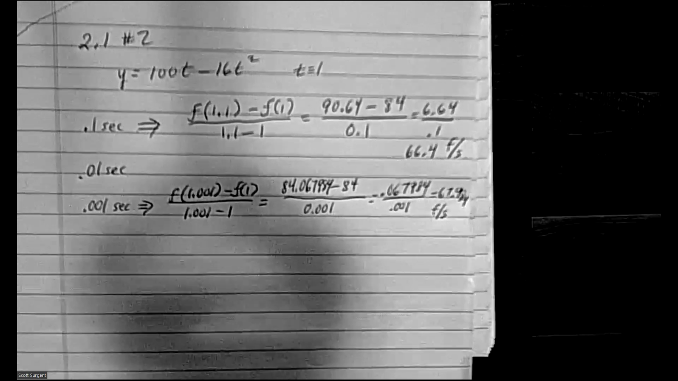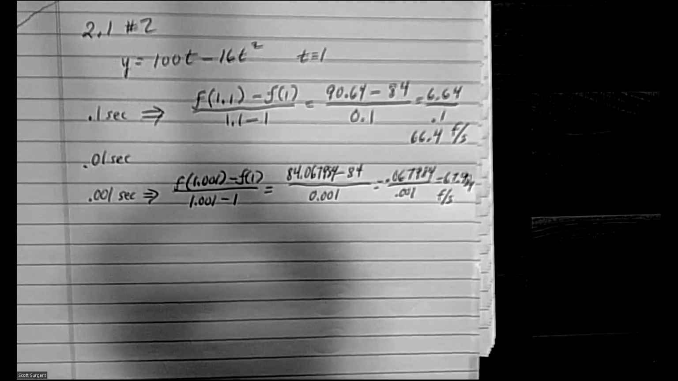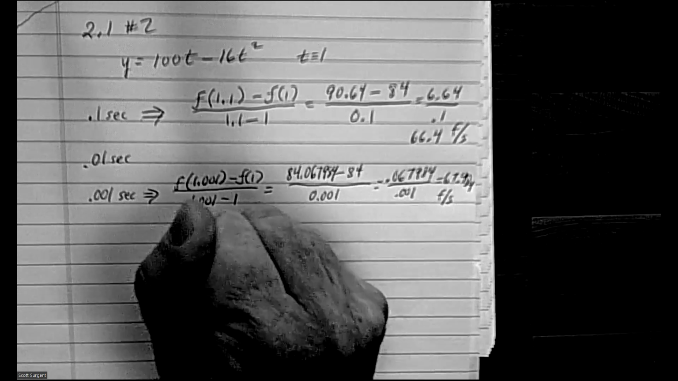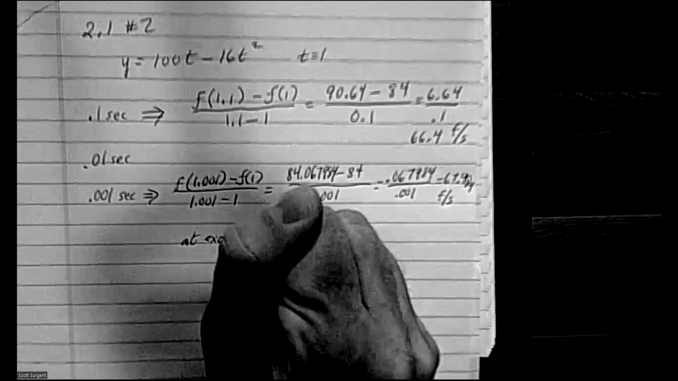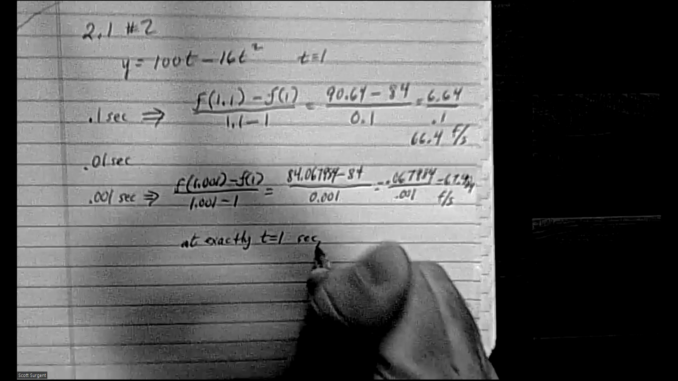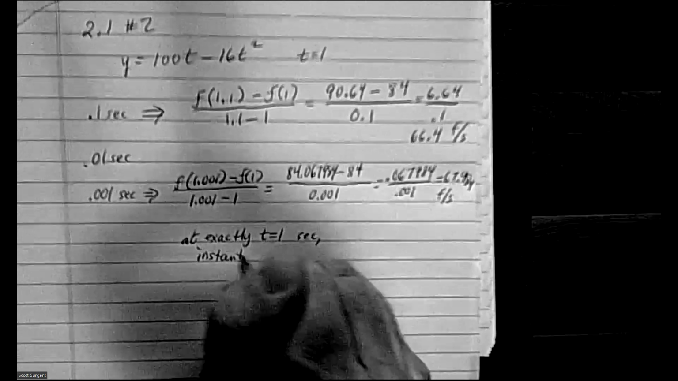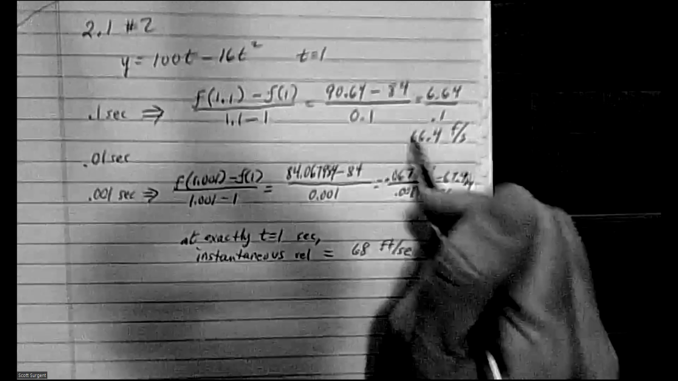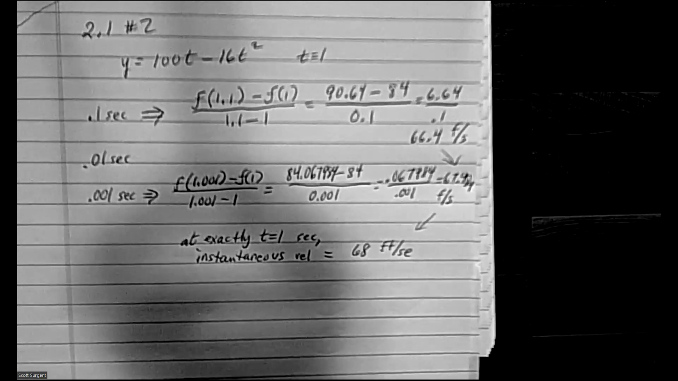Sorry about that. I'm running out of paper there. And it looks like there's a trend. It looks like it's trending toward 68. So I would hazard to say that at exactly 1 second, the instantaneous velocity is going to be equal to 68 feet per second. And that's basically based on this trend here. Now, if you're in doubt, you could always take another value closer. So you type 0.0001, for example.